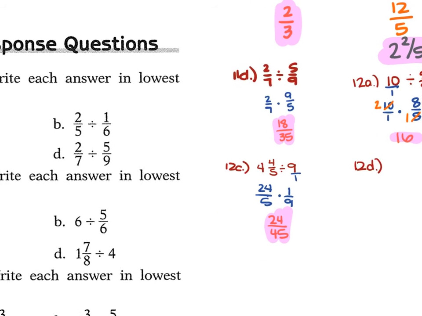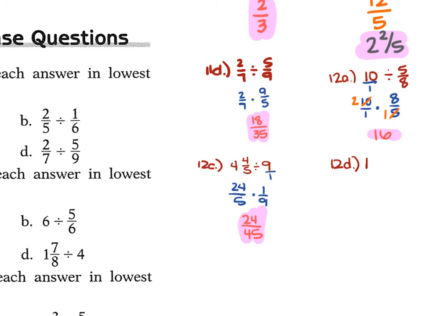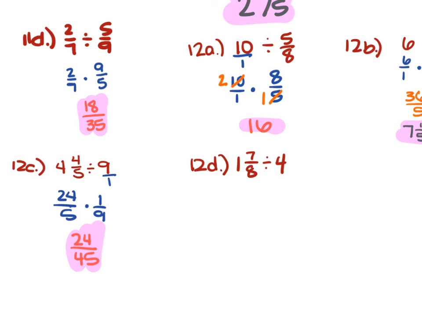For 12D, we have 1 and 7 eighths divided by 4. So again, we're going to turn the 1 and 7 eighths into an improper fraction. So 1 times 8 is 8, 8 plus 7 gives us 15 over 8. We're going to change the multiplication, and we're going to take the reciprocal of the 4 over 1, which is 1 fourth. We cannot simplify, so we're going to multiply straight across. 15 times 1 is 15, 8 times 4 is 32. So 15 over 32.